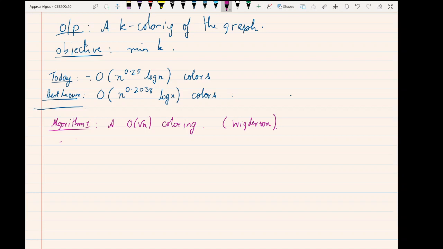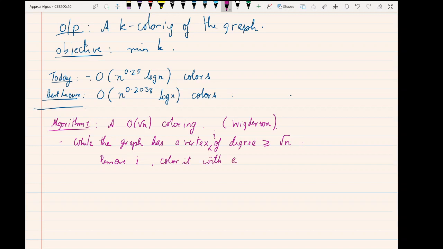So while the graph has a vertex of degree greater than or equal to square root n, let me call this vertex I. You remove I and color it with a color. So you're using one color for I, and look at the neighborhood of I. If you look at the neighborhood of I, which I'll denote by gamma of I, this is a set of vertices, and if you look at the subgraph on this set of vertices, it is going to be bipartite.